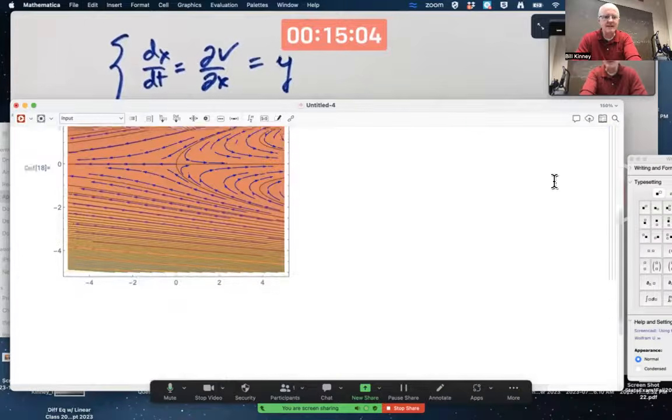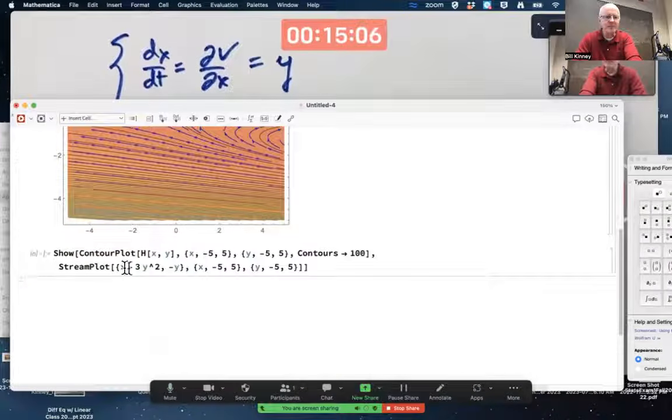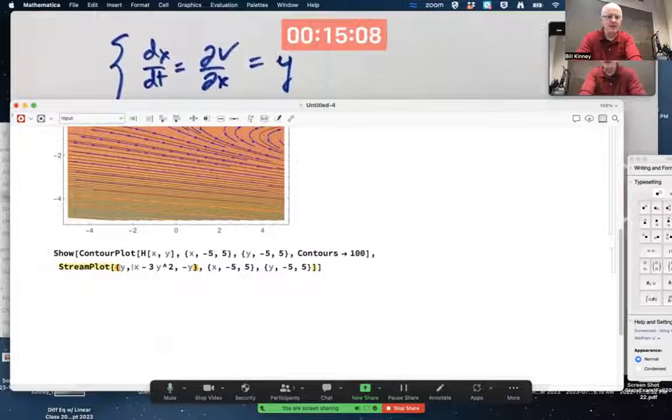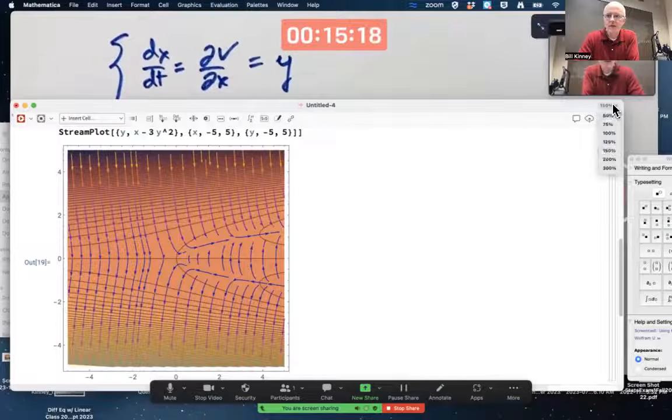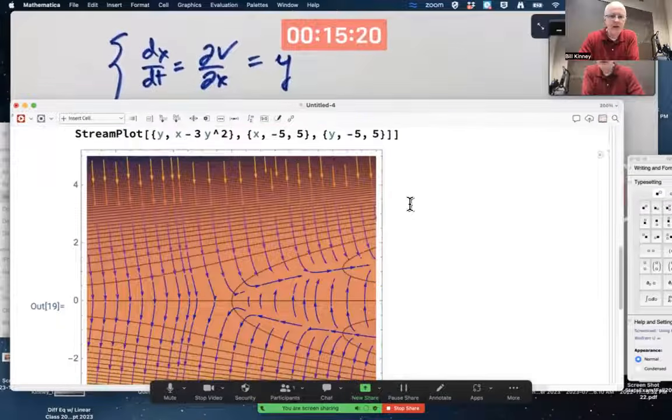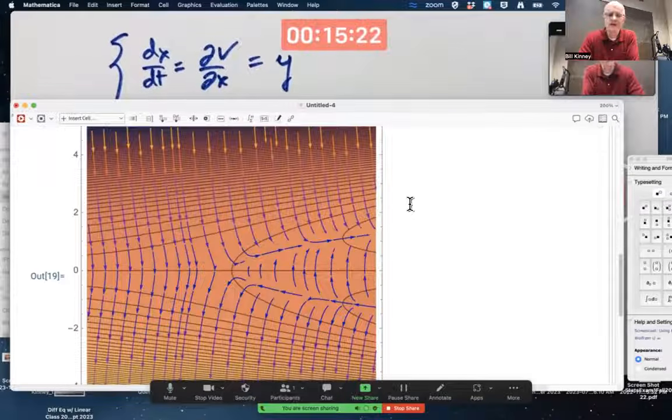So the contour plot's the same, but I do change the stream plot. Make it positive y and make that the first component. Now it looks like that. That's the corresponding gradient system. The origin's right here. That is an equilibrium point. It is a saddle point.